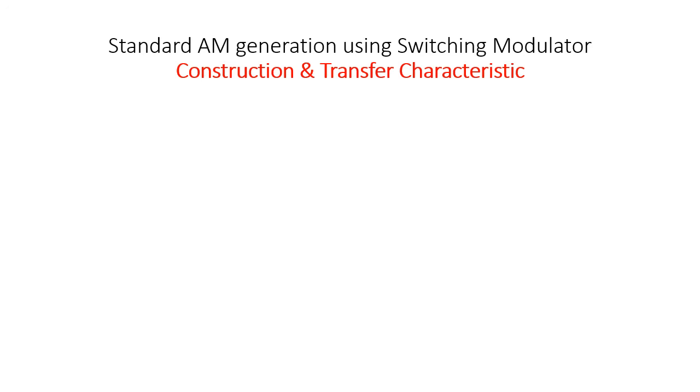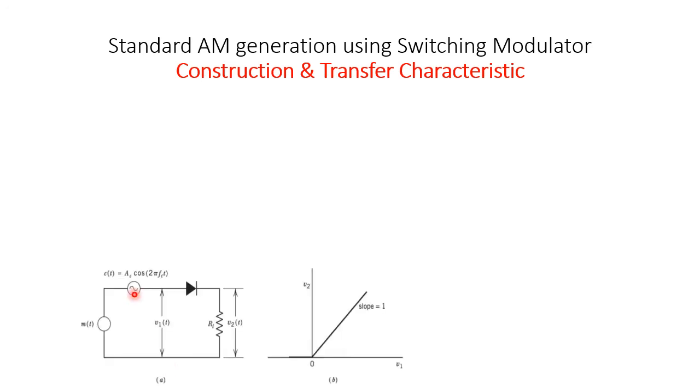This is the circuit, as we have already seen. It has a diode and a resistor, and M of t is the message and C of t is the carrier. They are given in series to the input. So M of t plus C of t will be equal to V1 of t, which is the input to this diode and resistor combination.